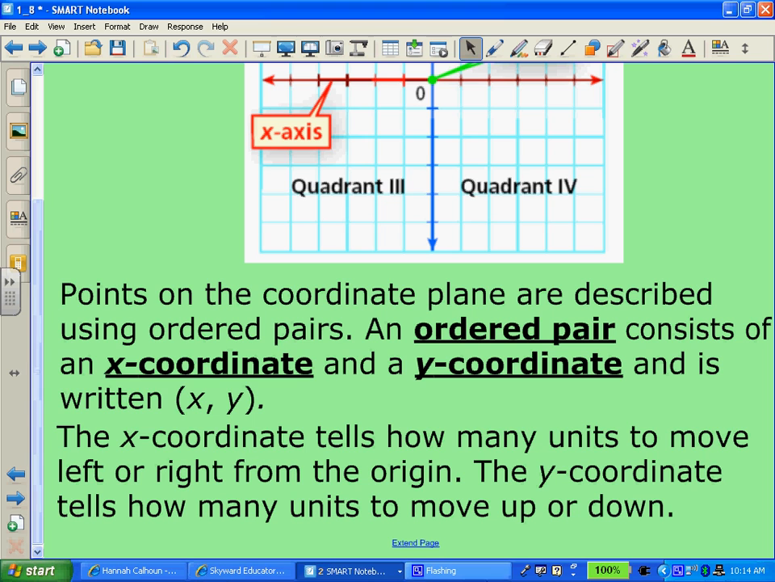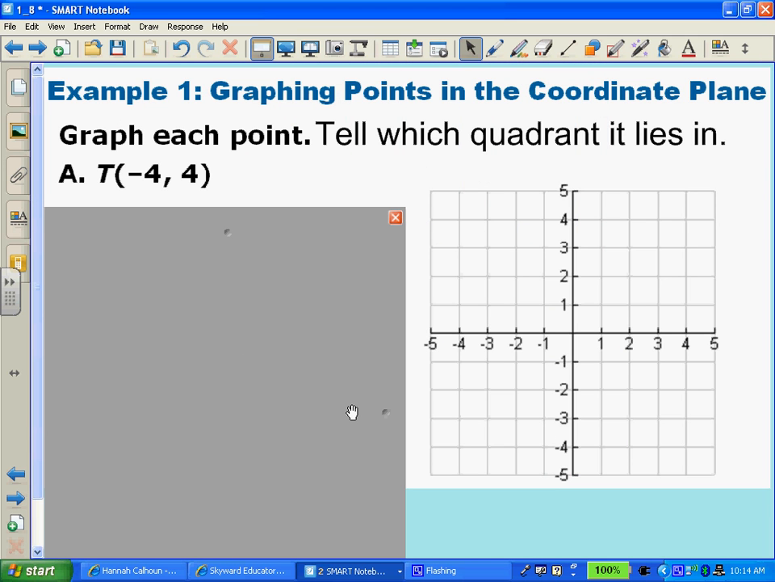The x coordinate tells us how many units to go to the left or the right. The x-axis is the horizontal one, so it tells us how to move left or right. The y coordinate tells us how many units to move up or down. The y-axis again is the vertical axis, so that coordinate tells us where to go up or down.